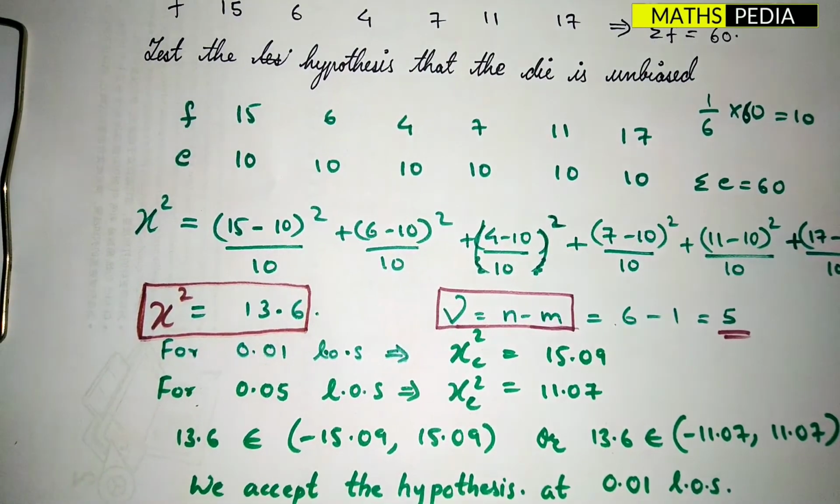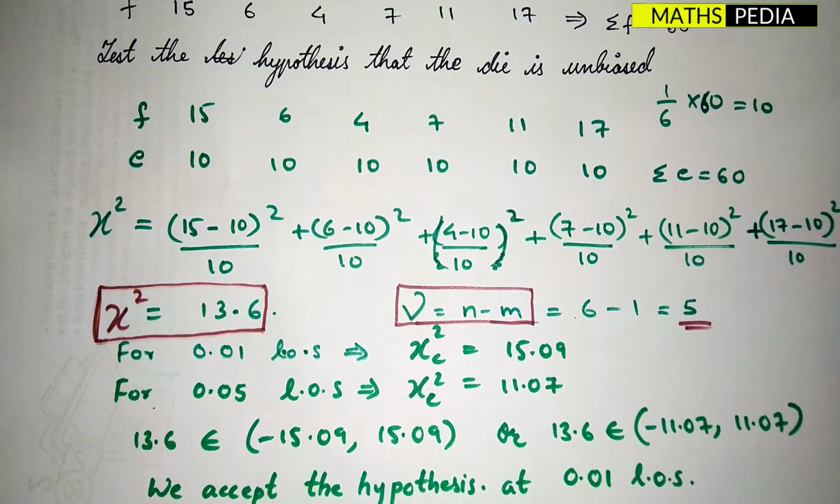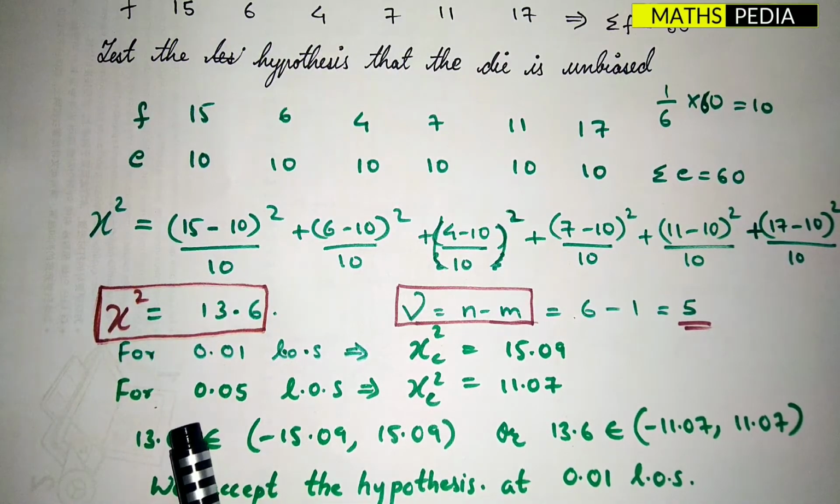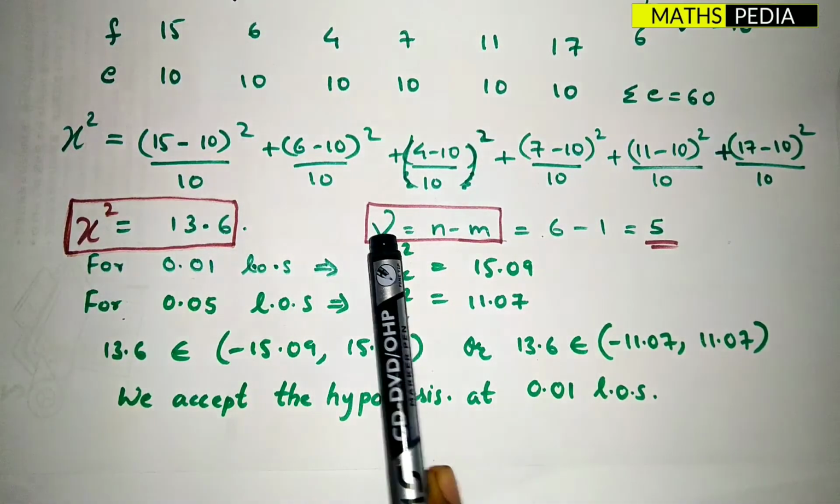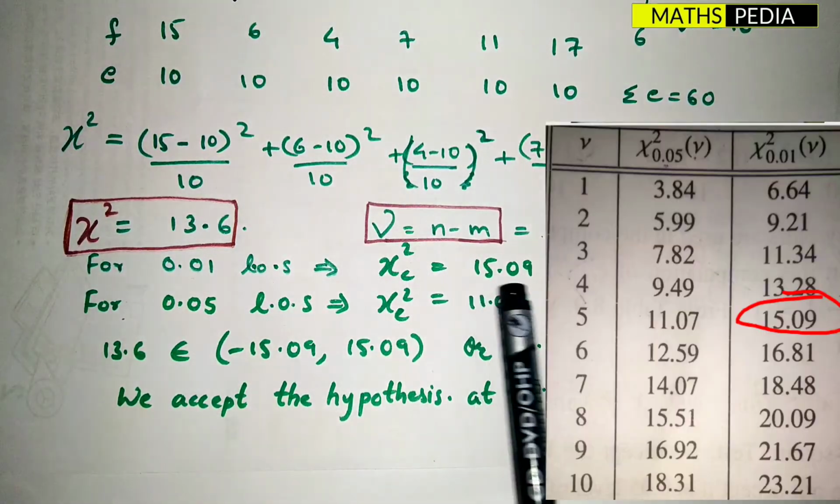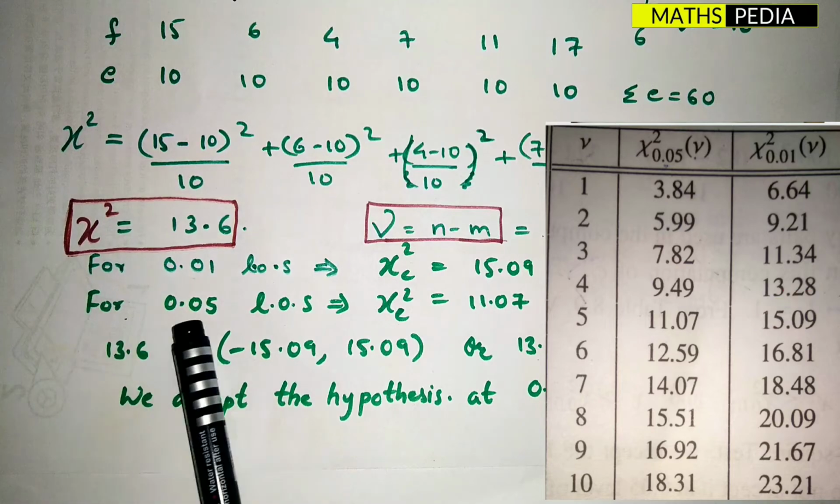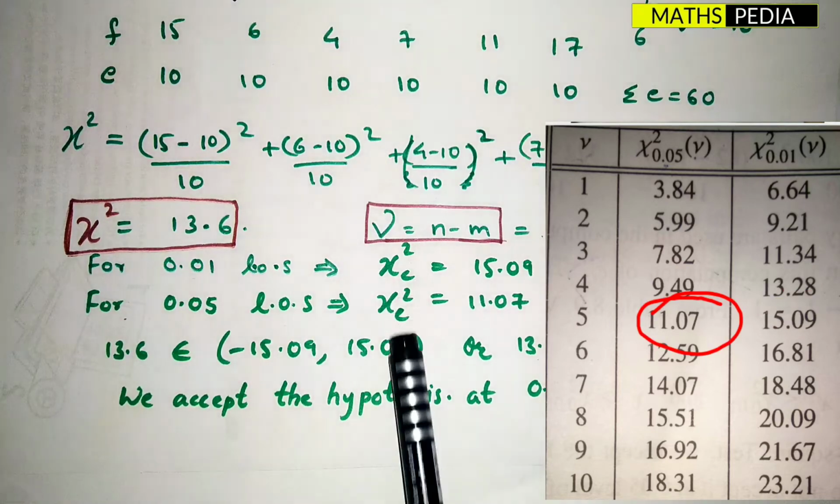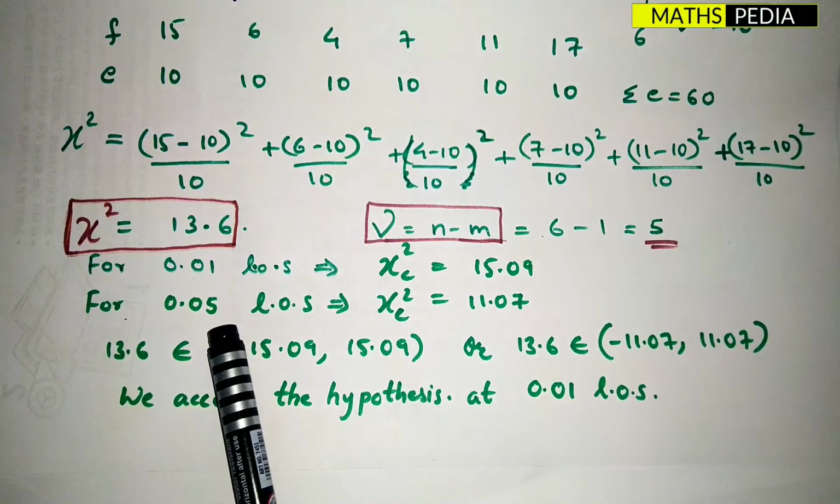Now level of significance is not mentioned in the question, so therefore we have to take both the cases, that is one for 0.01 and another one for 0.05. For 0.01 level of significance and degree of freedom 5, the chi-c square will be 15.09 as you can see on the table. Next, for 0.05 level of significance, chi-c square will be 11.05. You will see degree of freedom as well as level of significance.